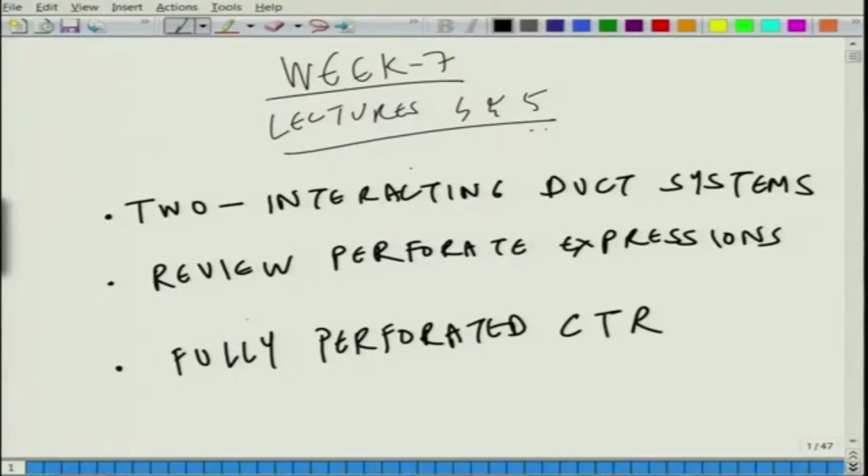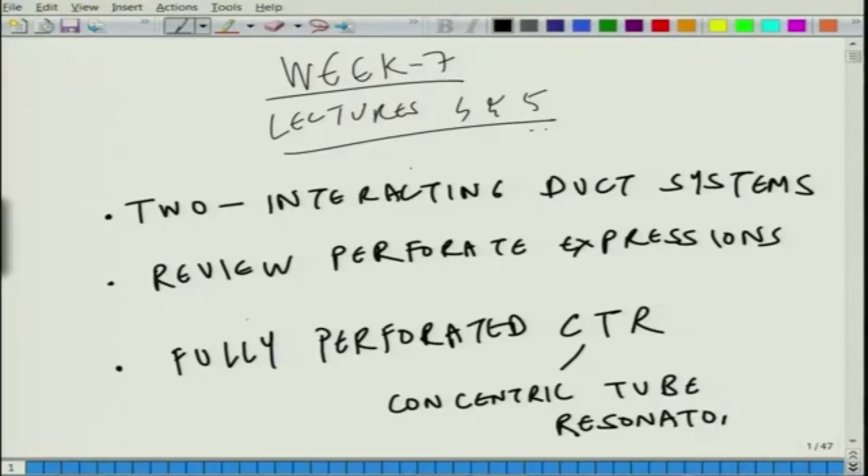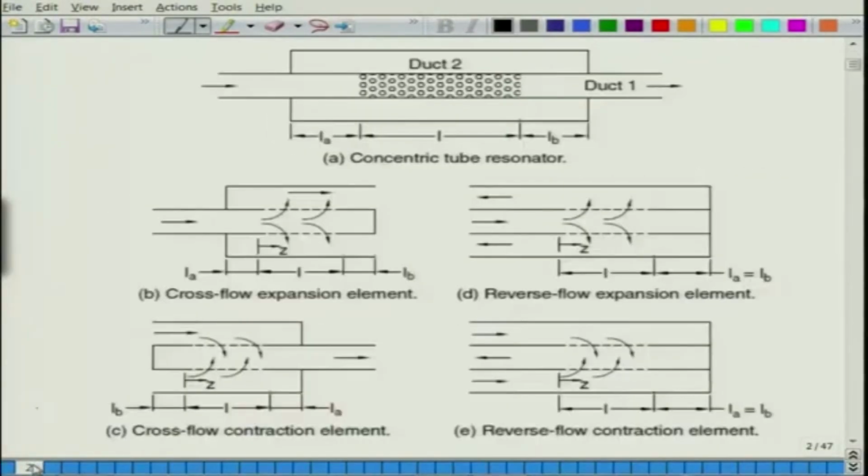CTR. What is CTR? It is concentric tube resonator. Concentric tube resonator. All right. So let us analyze different systems.